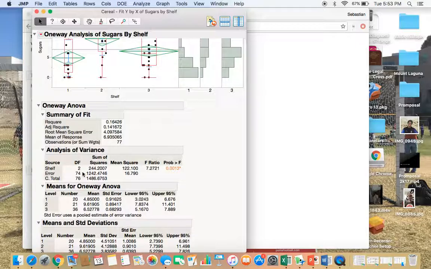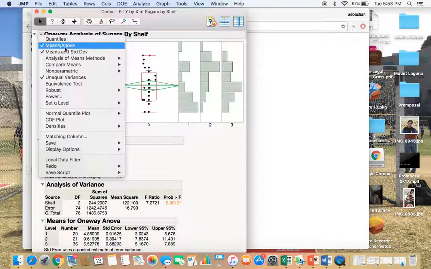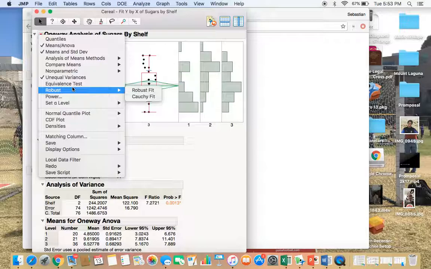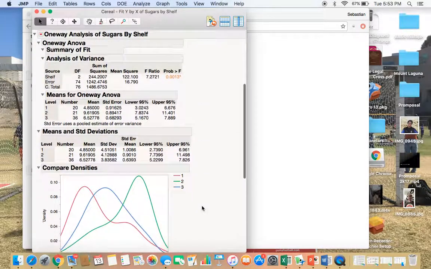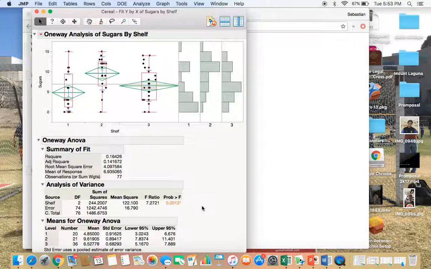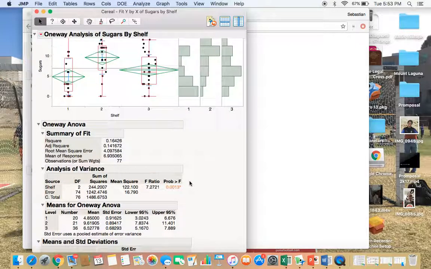If it was unequal variances, we would go to the hotspot and use the p-value for the unequal variances. But since it is equal variances, our p-value is 0.0013, given right here. 0.0013 is less than the level of significance for our data. So therefore, we can reject the null hypothesis and conclude that at least two population means are different.